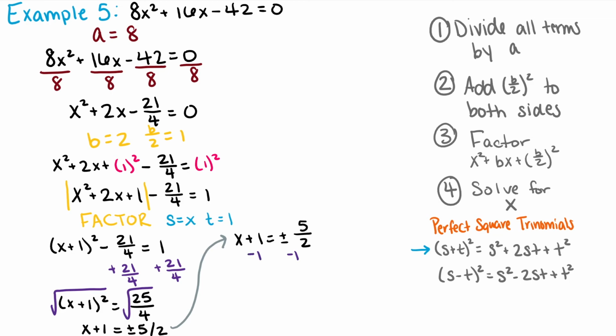Subtract 1 from both sides and we have 2 answers. X equals negative 1 plus 5 over 2, and x equals negative 1 minus 5 over 2. Or x equals 3 over 2, and x equals negative 7 over 2.